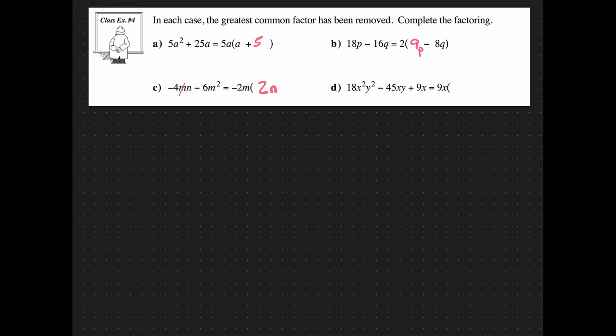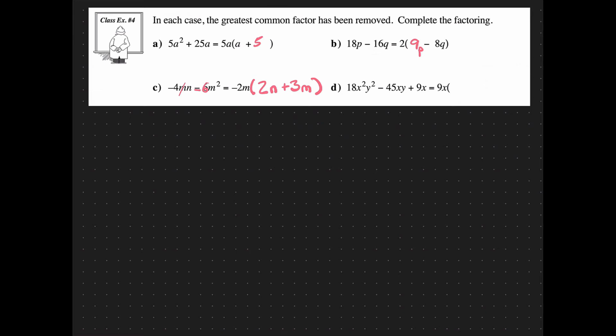Now, again, I've got a negative 6 right here, and I divide that by negative 2. So what do we have? We've got a positive 3, and the m, I started with an m to the power of 2. I pulled out one of those m's, so I'm still left with 1m. So it's basically going to be negative 2m was what we factored out, leaving 2n plus 3m.